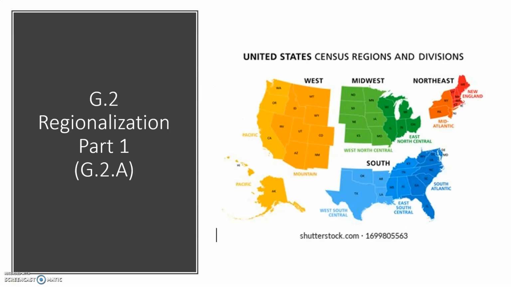So welcome back. We have 5 lessons in our unit on geography. This is the second group of lessons and is all about regionalization, which you can tell from the title has to do with regions. And we are only taking notes on G2A today. Next time we'll do B, C, and D. They're pretty small.